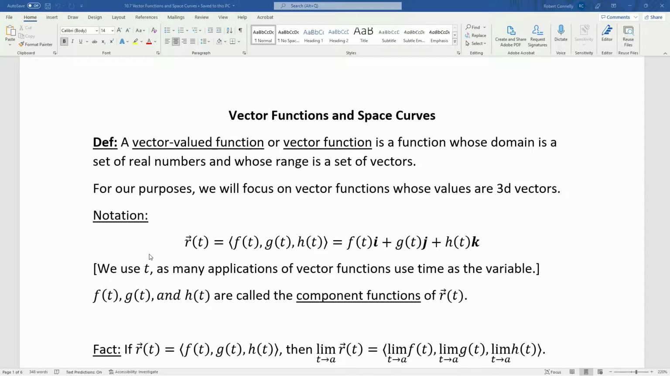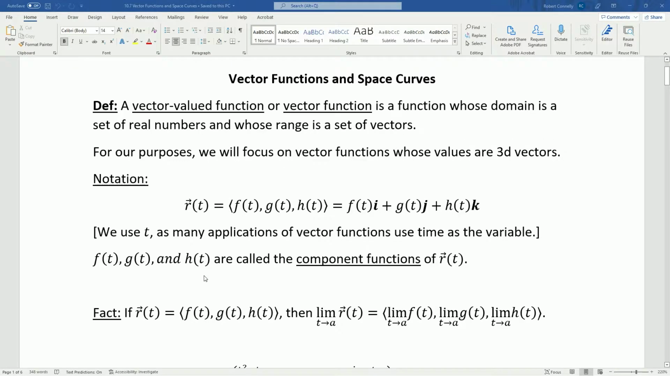So generally speaking, when we're talking about vector functions, we often use the variable t because a lot of applications use time as the variable when you're talking about vectors. So with that in mind, we call f of t, g of t, and h of t the component functions of r of t.